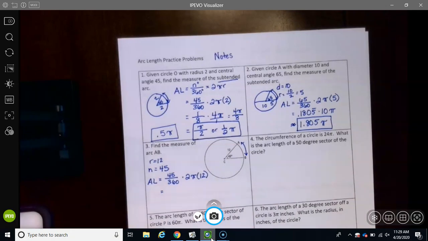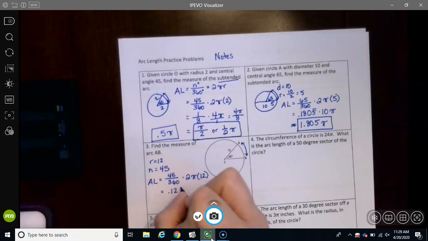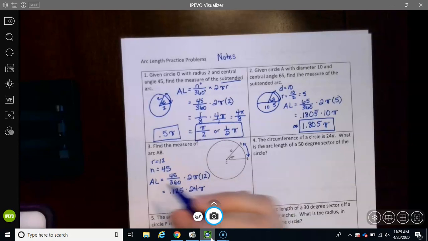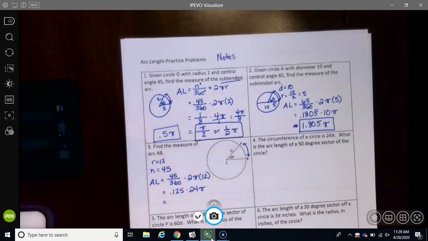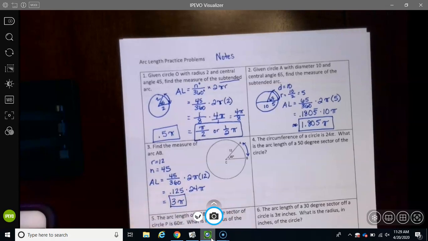All right, 45 divided by 360. Again, this time, since we're at home, I'm going to go ahead and make that a decimal with our regular calculators. So that's 0.125 times 2 times 12 gives me 24 pi. So 0.125 times 24 gives me 3, and then bring down that pi. So the arc length is 3 pi.